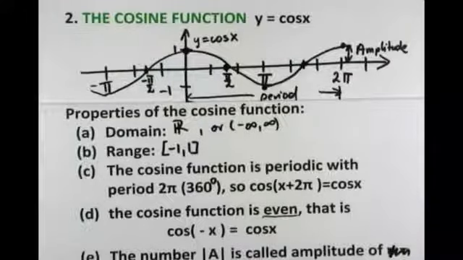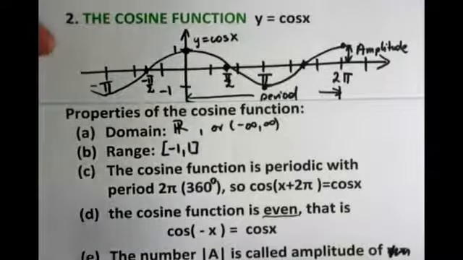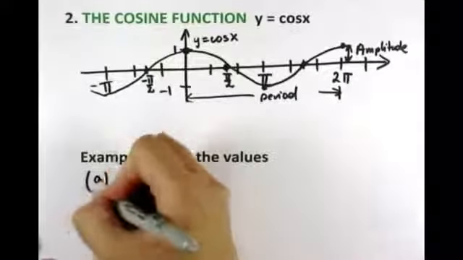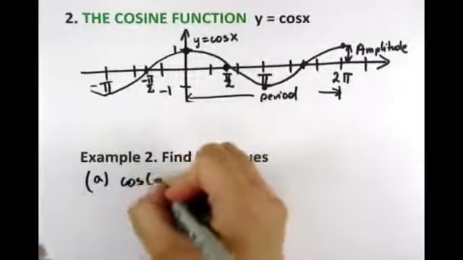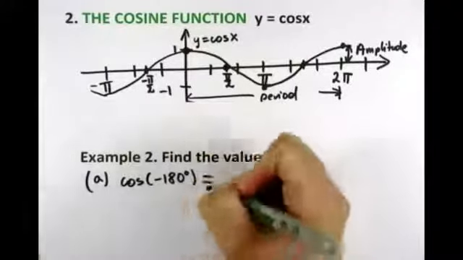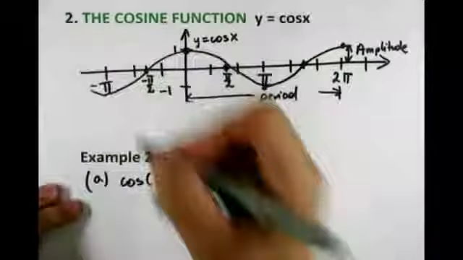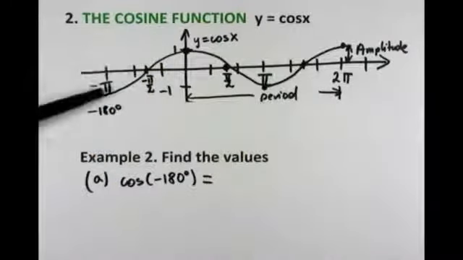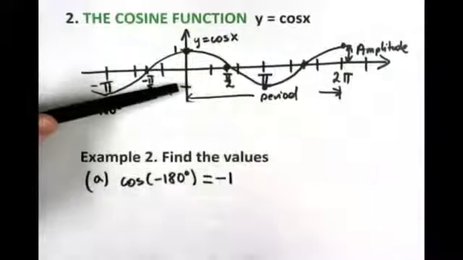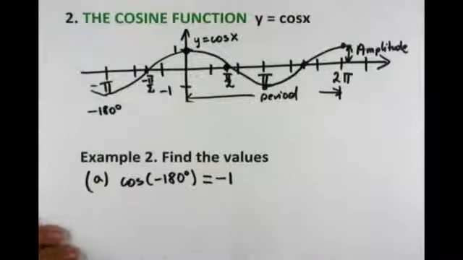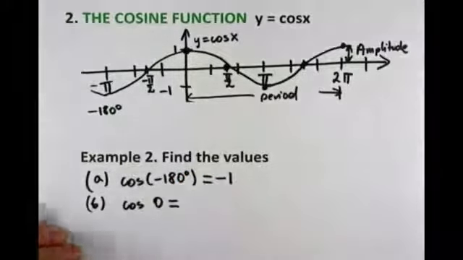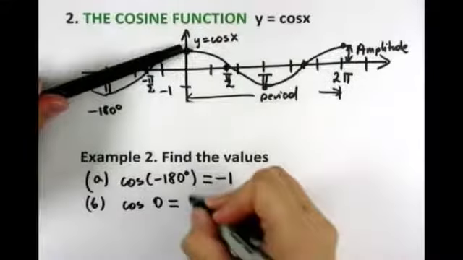And as before, we have to find the exact values. Find the values, and we have a: cos of minus 180 degrees. Cos of minus 180, 180 is pi, so 180 is right here. And the cos value, if you look at this point, is minus 1. Then we have b: cos 0, the value is 1.